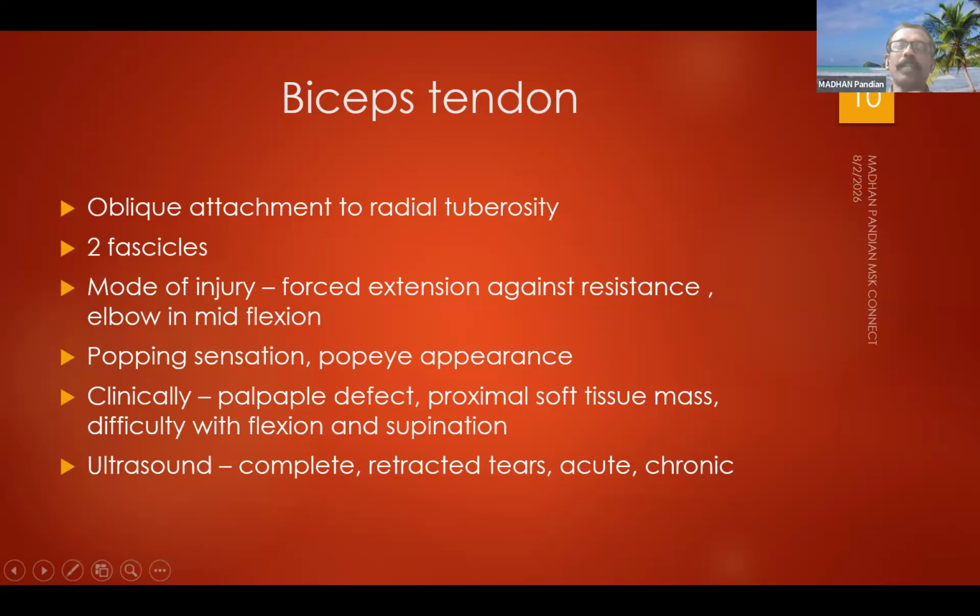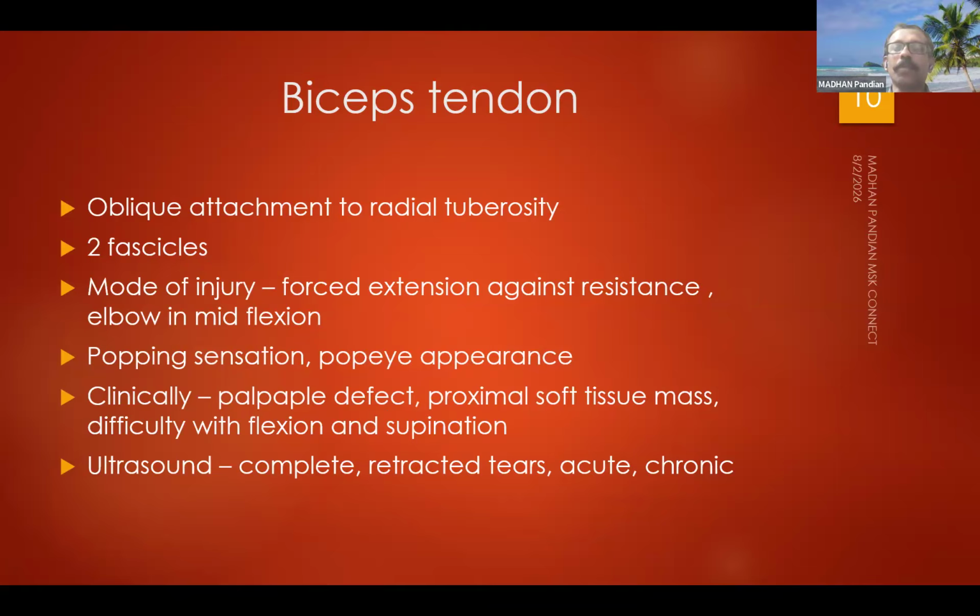The mode of injury, again, it could be a forced extension against resistance or an elbow in mid flexion. There could be a Popeye appearance if at all there is an injury to the muscle. Otherwise, there could be a radial head related pain if there is only a tendon injury. Clinically, there could be a soft palpable defect or a small soft tissue mass.